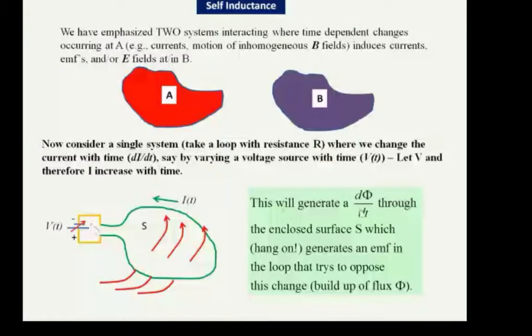This will generate a flux change through this enclosed surface. This generates an EMF in the loop that tries to oppose this change in itself, in other words, the buildup of flux in this loop. So here I've shown the potential increasing in the direction I show here, so current will flow in this direction, and by the right-hand rule, this surface will be penetrated by a flux symbolized by these red arrows.